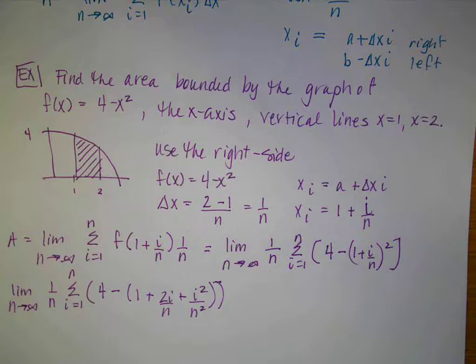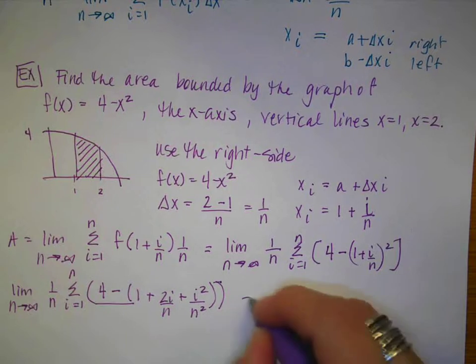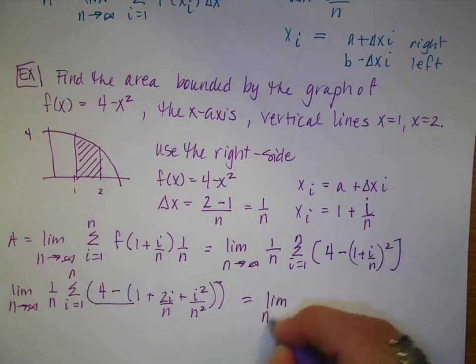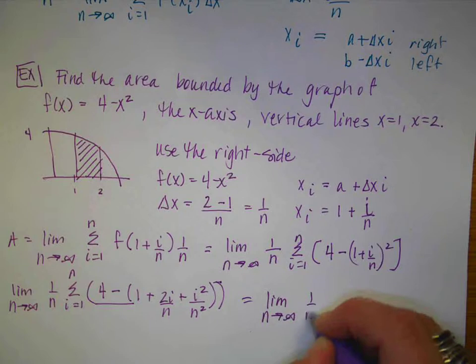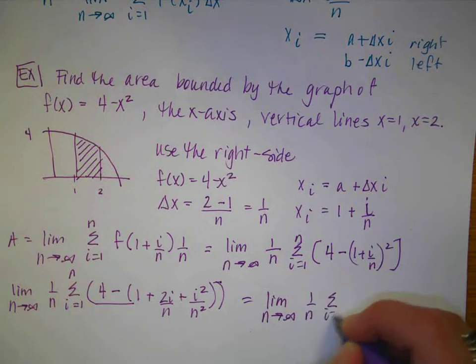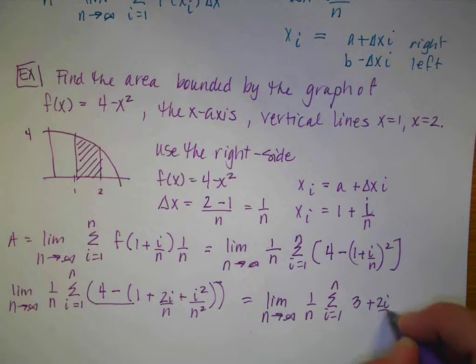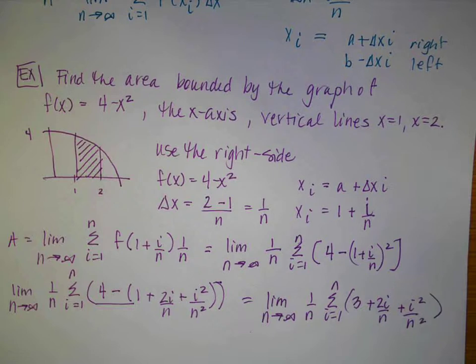Okay, I need one more. Alrighty. And then I'm going to simplify. Actually, I think that's pretty simplified, but I could do that. So now I have the limit as n approaches infinity, 1 over n, summation i equals 1 to n of 3 plus 2i over n plus i squared over n squared.